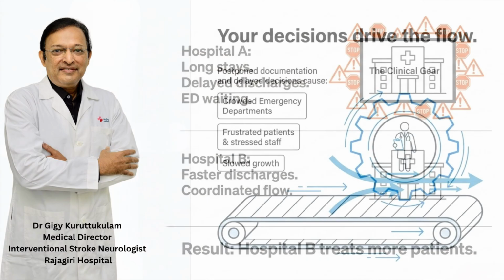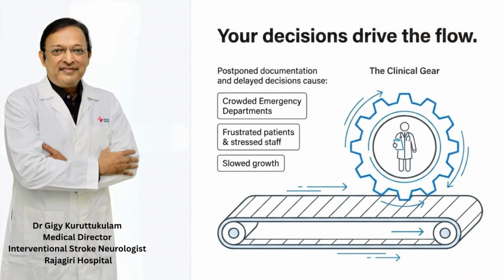Now let me bring this back to you as a doctor. You might think these are administrative numbers, but they are not. Every time you delay a discharge, every time documentation is postponed, every time decisions are delayed, you are affecting throughput. And when throughput is affected, the entire hospital feels it. Emergency gets crowded, patients get frustrated, staff gets stressed, and growth slows down.